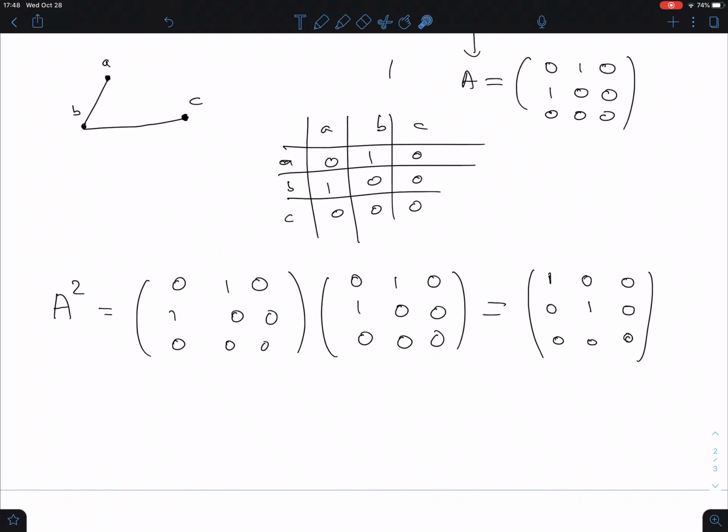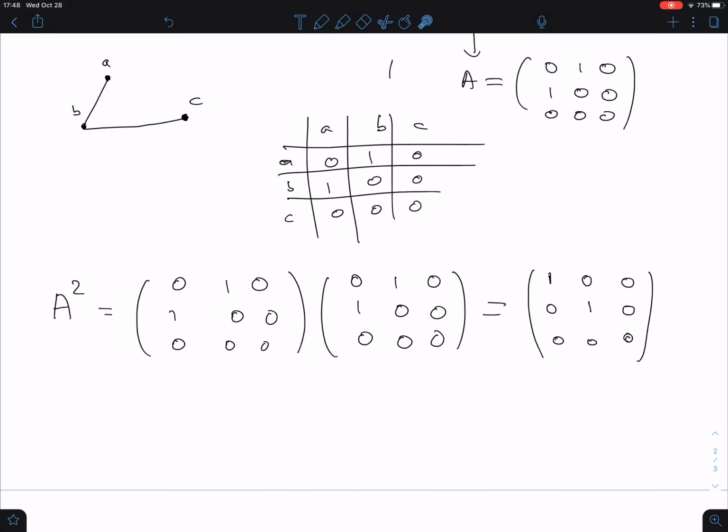Okay, what does this mean? This means there's a loop here. This is also a loop. Now, what does this represent? Well, in here we had a path from A to B, and this matrix encodes this 1 here that we have here, which is encoding this path from A to B, right?